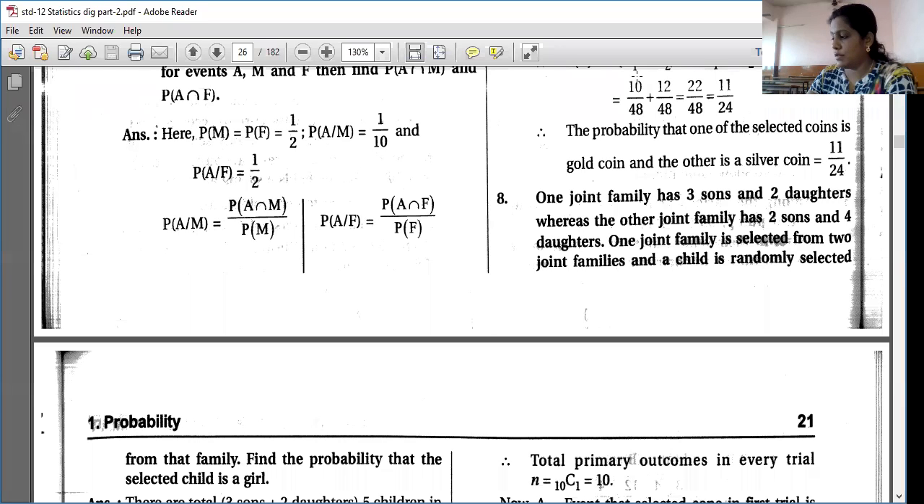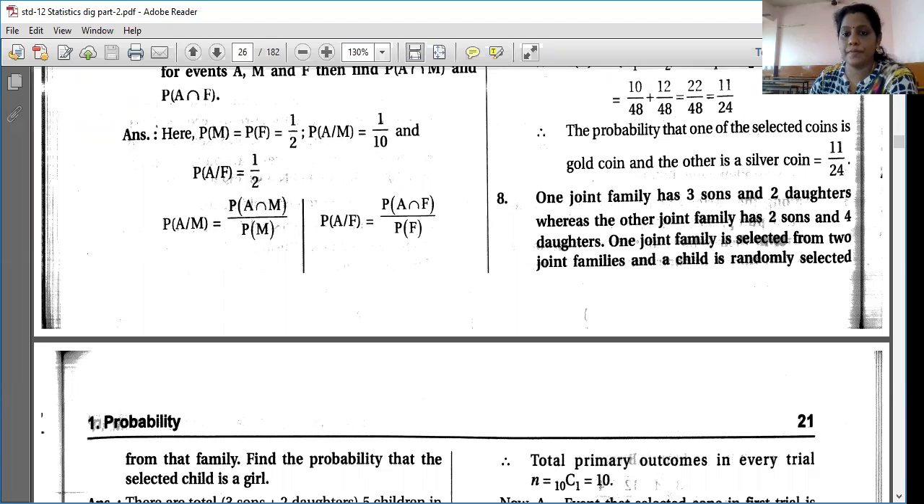Good morning, children. So we'll start with our eighth sum, and we have completed the seventh one, that is the gold coin and silver coin. That sum I told you was an important sum. Okay, now we'll be starting with our eighth sum. So let's start. All of you look at your textbook.